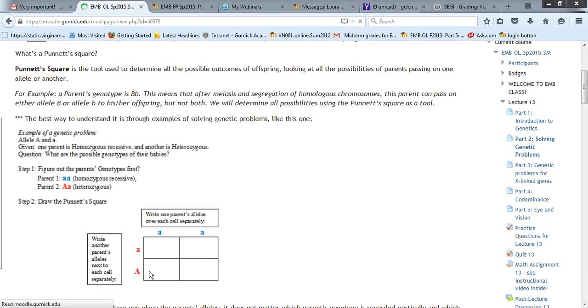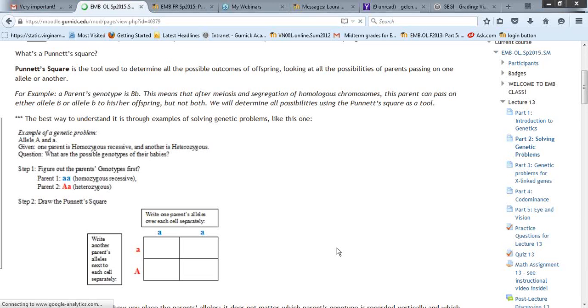And then you're going to combine them inside the Punnett square to look at all the possible combinations of the parents' alleles. So you're basically copying from the top, from the side, from the top, from the side, to look at all the possible combinations of these alleles. And when you have all the possible combinations, then you can go on to step 3, which is not mentioned here in the lecture.